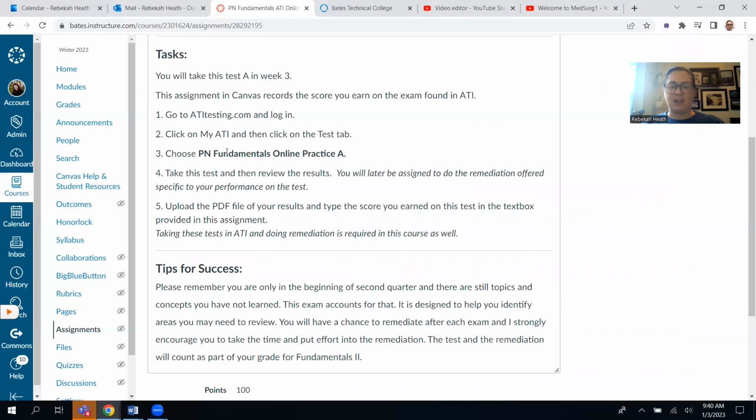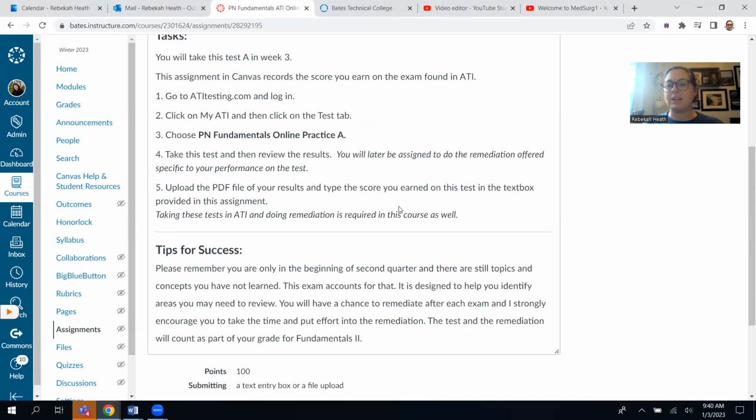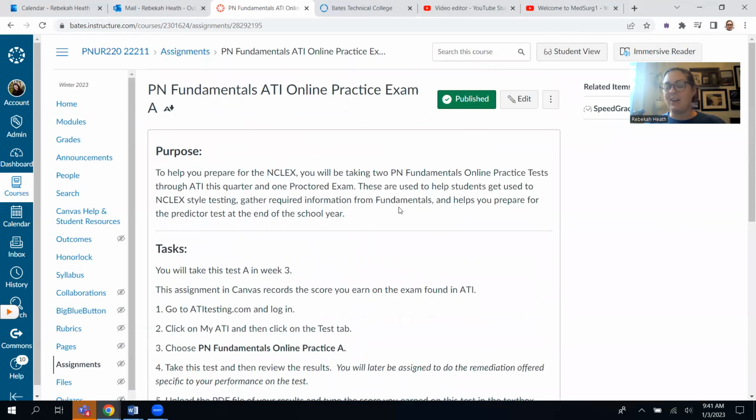You're going to go in and take an ATI practice test A online. This walks you through how to find it. Then you're going to submit that score here for this assignment. Just a reminder, this tests you over all fundamentals, and so you haven't learned all these topics yet, but really it's getting you used to taking the test and understanding what kind of things you are going to be asked.